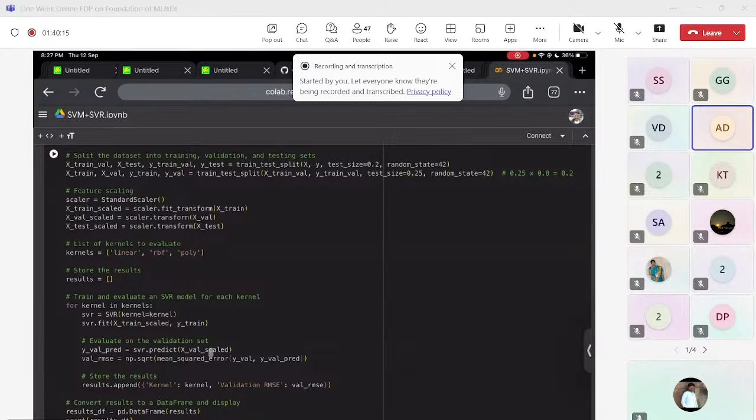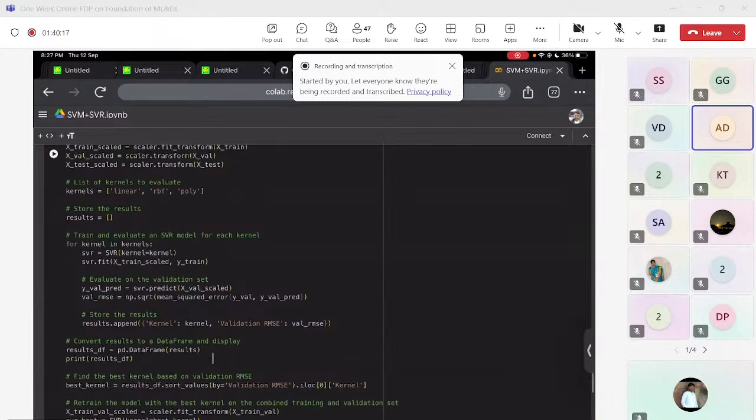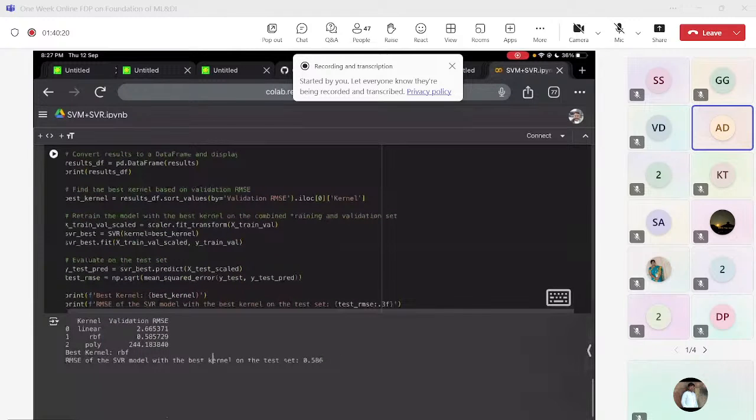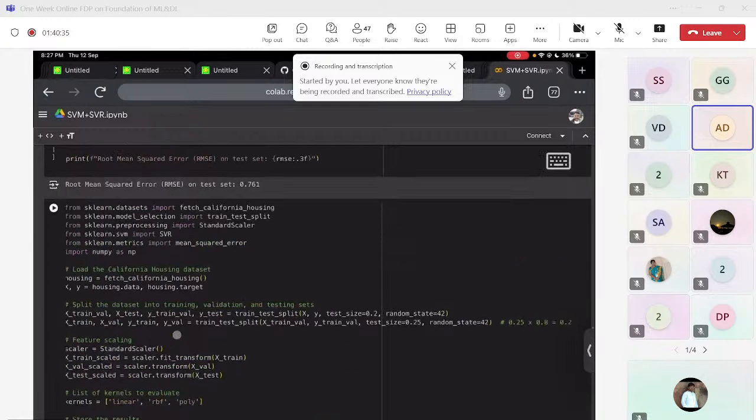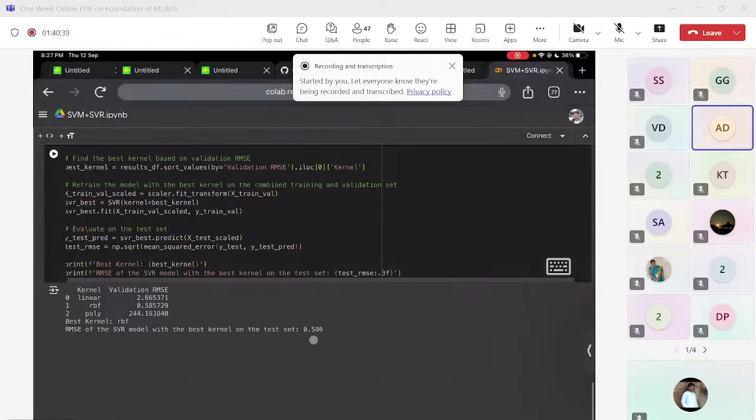The process remains the same, the for loop, everything remains the same. I just wanted to show you the values. If you used the RBF kernel, you're getting a much lower validation RMSE compared to the linear. Here your RBF kernel gives you 0.586 compared to the linear, which was very high. Here you got linear 0.76. Here we are getting 0.586.